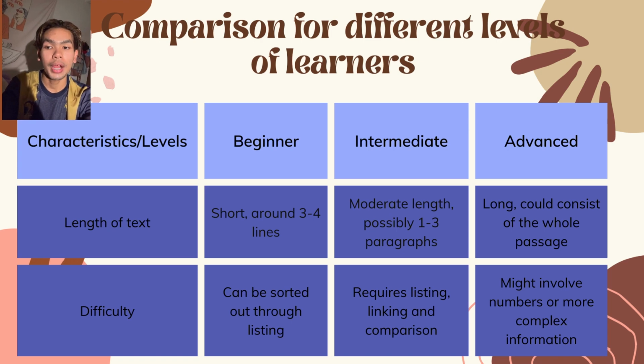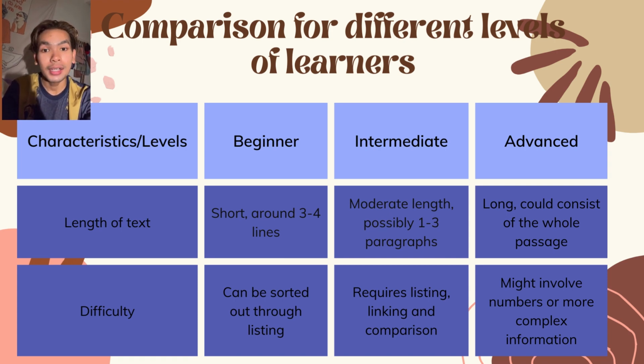For the characteristics of the multiple choice questions in the analysis part, length of text, we can see in the beginner we have short, around 3 to 4 lines only for the reading materials or the questions given. And then we have intermediate, moderate length, possibly 1 to 3 paragraphs for the information given. And then for the advanced student, we have long, could consist of a whole passage, for the information.